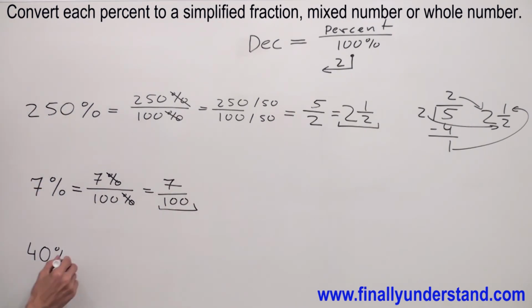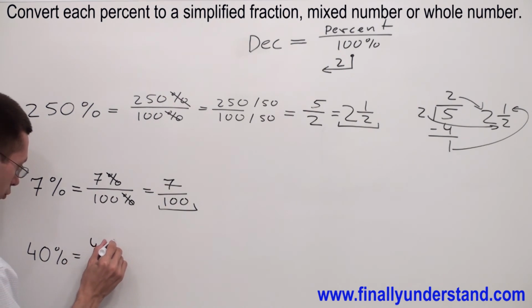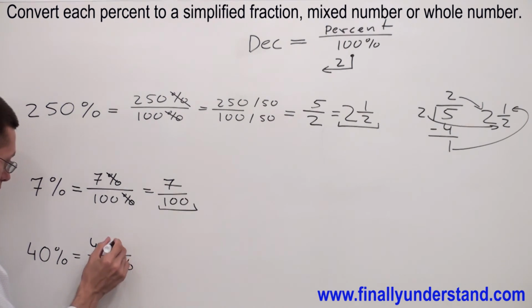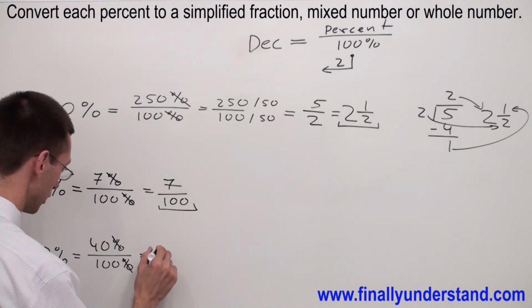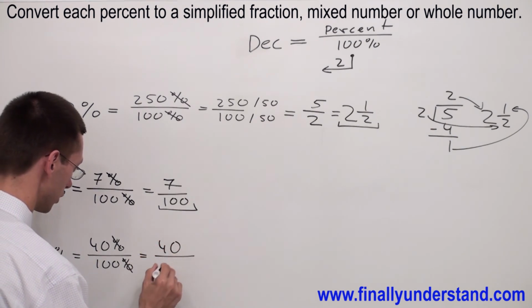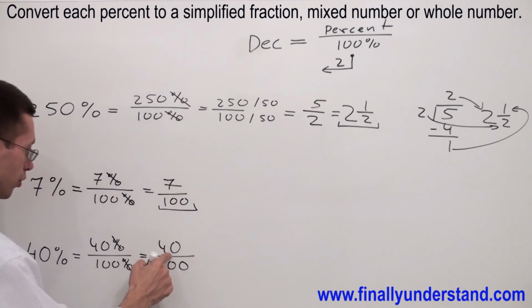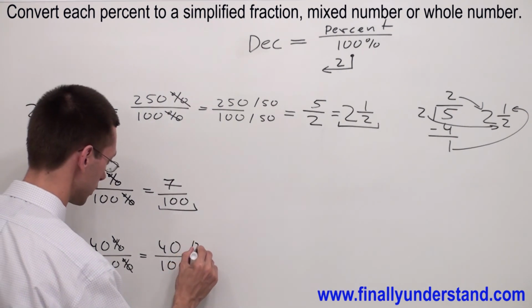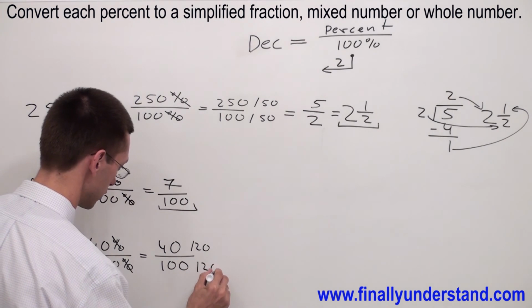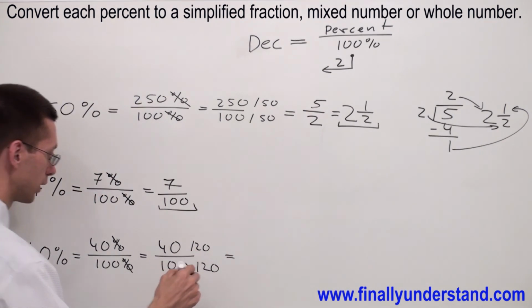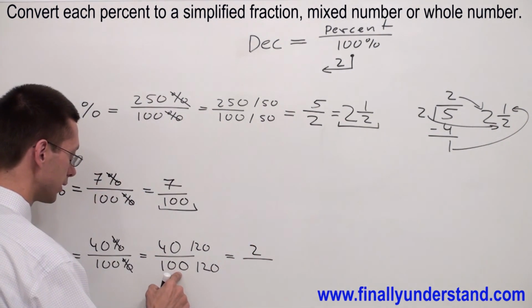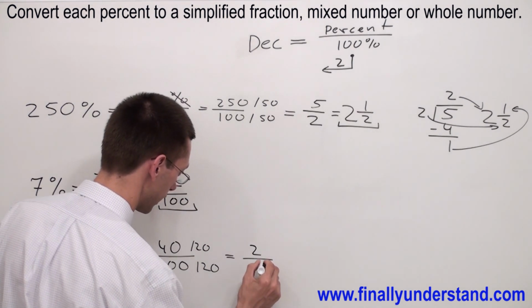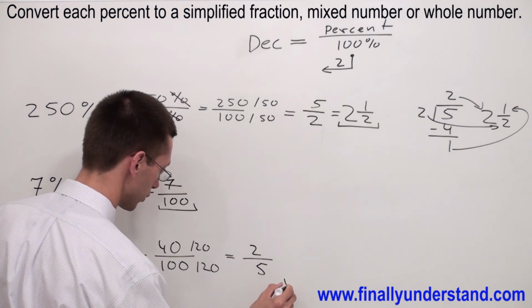Now let's take a look at this example. This time I have 40% over 100%. Remember, percent and percent will cancel out. Okay? And I'm going to have 40 over 100. 40 and 100 are divisible by 20. 40 divided by 20 is equal to 2, and 100 divided by 20 is 5. I cannot reduce this fraction further, that's why this is my answer.